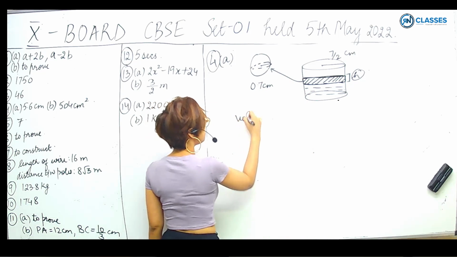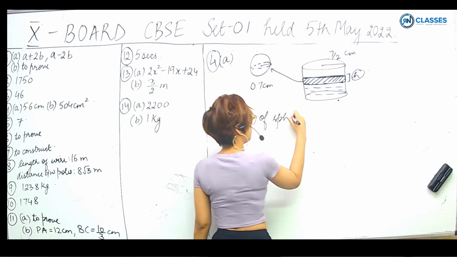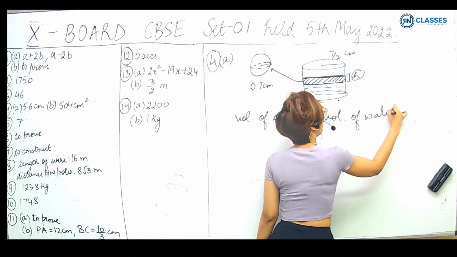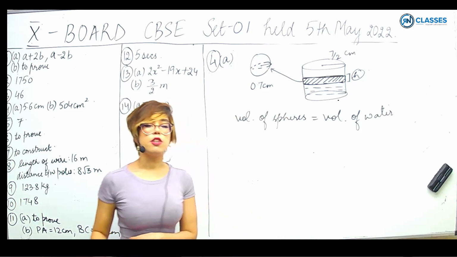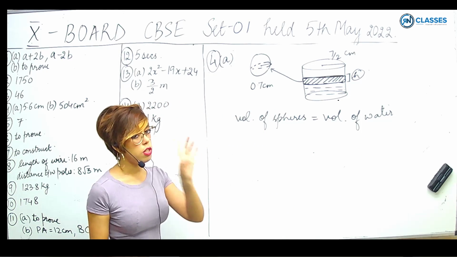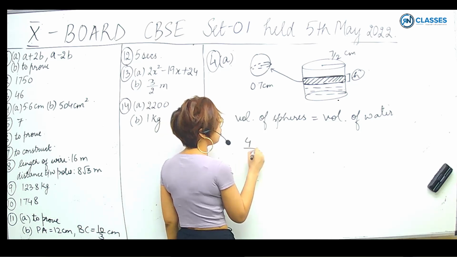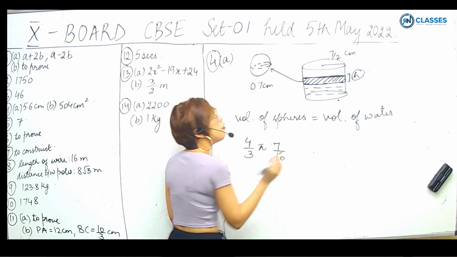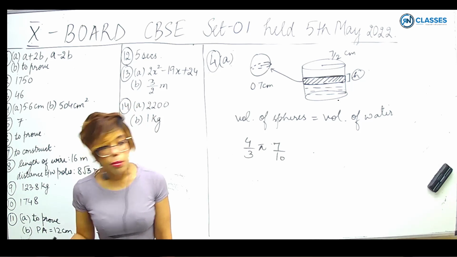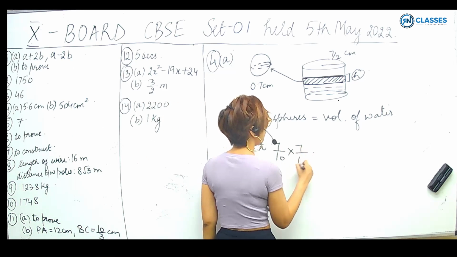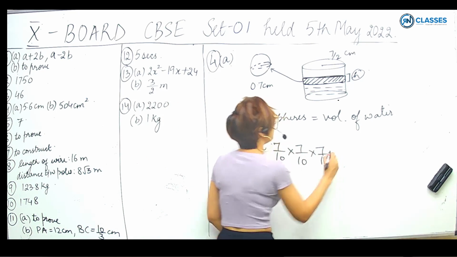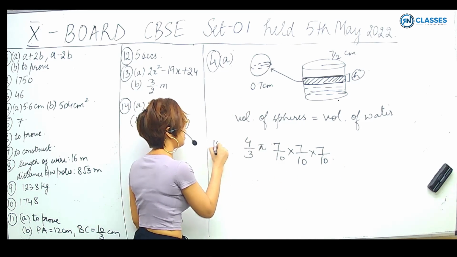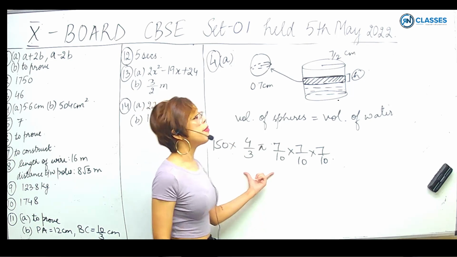So volume of spheres is equal to volume of the water. Right? Volume of spheres, they have 150. So let me write the volume of just one sphere. That is 4 by 3 pi r cube. Obviously r is 7 by 10, so 4 by 3 pi into (7 by 10) whole cube. Now this is the volume of one sphere. I have 150 of them, so 150 into this is the volume of all the spheres.